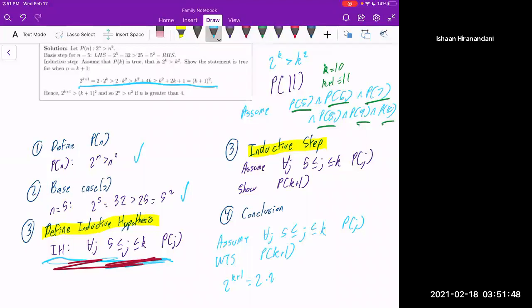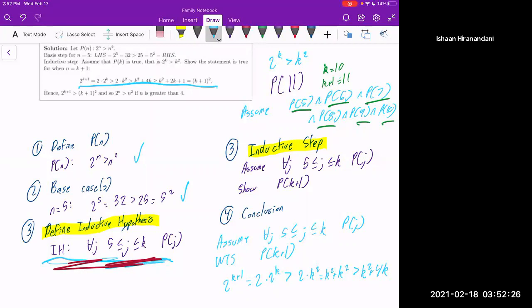So 2 to the k plus 1 power is equal to 2 times 2 to the k, just by algebra. We can say that this is going to be greater than 2 times k squared using our inductive hypothesis, because remember, we've assumed that P of k is true. Then we're going to show that this is equal to k squared plus k squared, again algebra, which is greater than k squared plus 4k. And we know that because k has to be greater than 4.